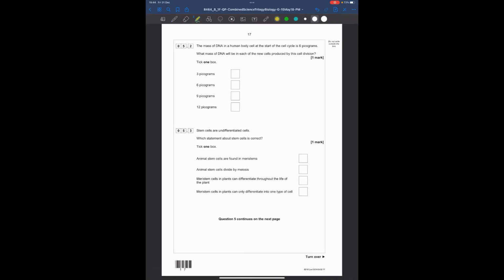The mass of the DNA in the human body at the start of the cell cycle is 6 picograms. What mass of DNA will be in each of the new cells produced by this cell division? Tick one box. So as we just said, mitosis gives genetically identical cells. So if you have 6 picograms at the beginning, you will have 6 picograms in one of the daughter cells. So it's just quite simply 6 picograms again.